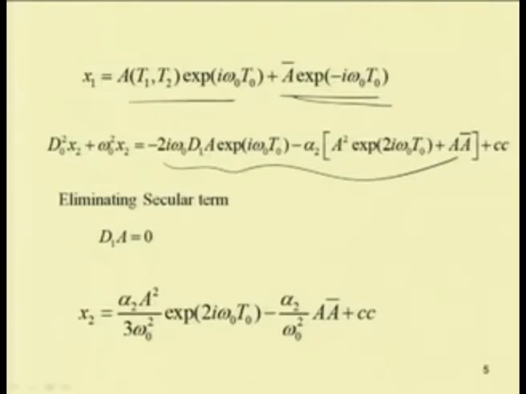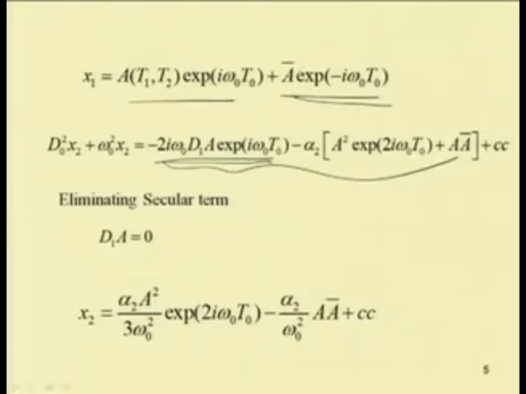To eliminate the singular term, D 1 A should be equal to 0. So, eliminating the singular term, one has D 1 A equal to 0. Now substituting D 1 A equal to 0, one has the equation D 0 square x 2 plus omega 0 square x 2 equal to minus alpha 2 A square e to the power 2 i omega 0 t 0.